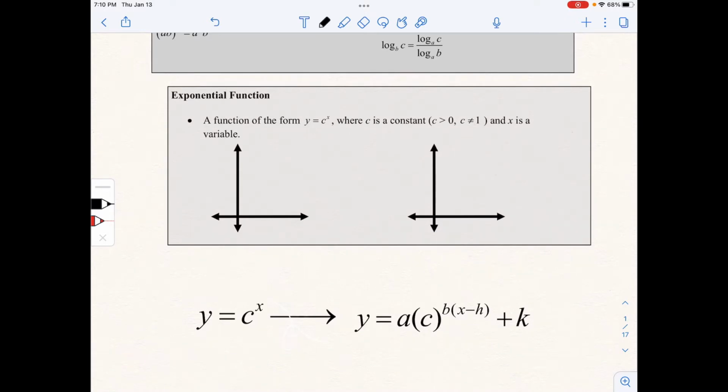An exponential function is a function in the form of y equals c to the x, where c is a constant, c must be greater than 0, and c cannot equal 1. And of course, we've got a variable x, so it makes it an exponential function.